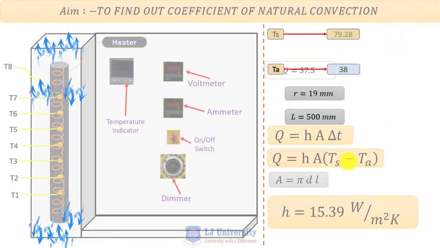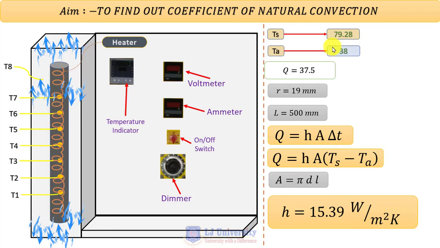Now we know how to calculate the surface temperature. By adding T1 to T7 and dividing by 7, we get the surface temperature of this cylinder, which is 79.28, and the ambient temperature, or the surrounding fluid temperature, is 38. By putting the value of V into I, we get the value of Q, the heat input, which is 37.5. Fixed parameters: the radius of the cylinder is 19 mm, and the length is 500 mm. By using Q equal to HA delta T, we get the value of H, our convective heat transfer coefficient for the free convection, which is 15.39 watt per meter square Kelvin.